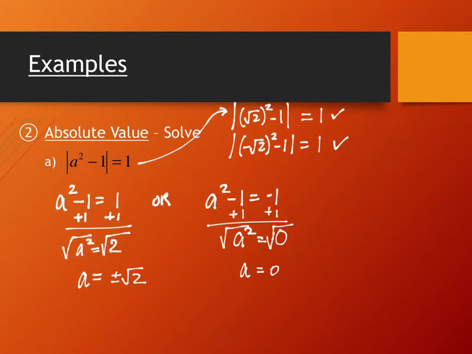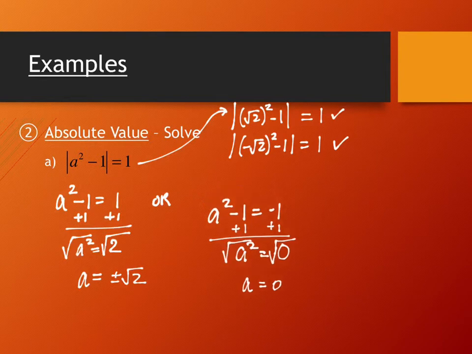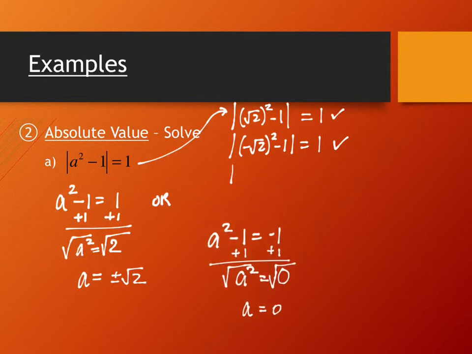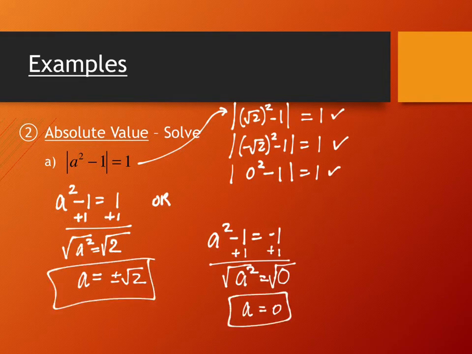Let me shift this down a little bit. And then our last one to check is the number 0. So 0 squared is 0. Minus 1 is negative 1. But what's the absolute value of negative 1? 1. So it works as well. So I do, in fact, have three solutions to this absolute value equation.